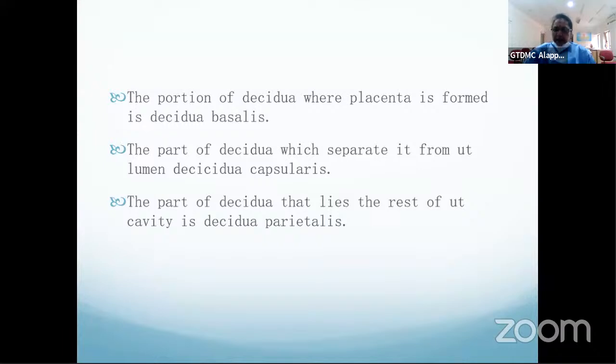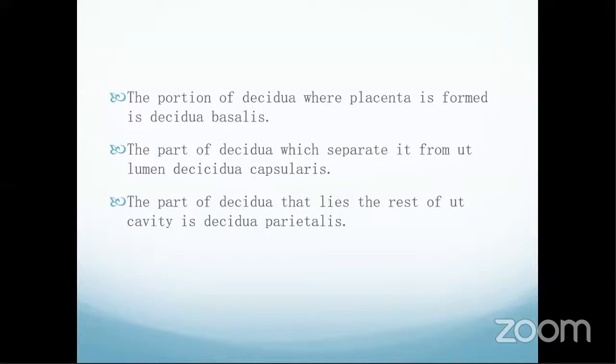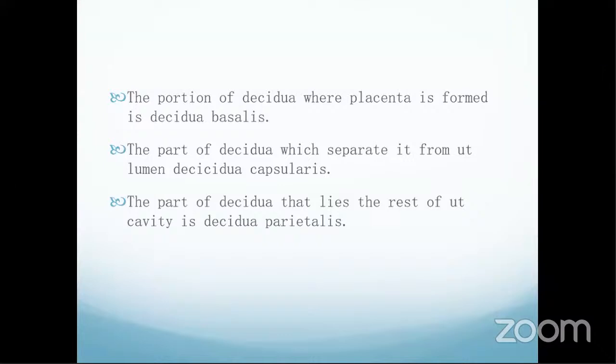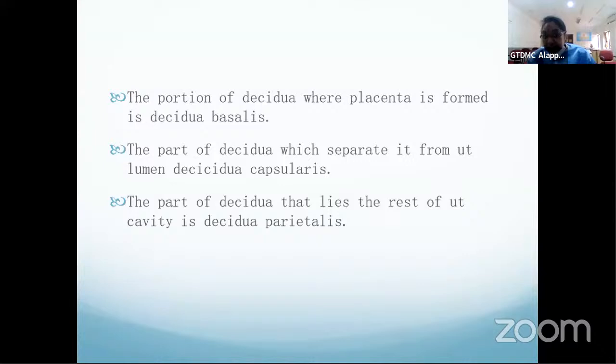Okay. Portion of the decidua where placenta is formed is decidua basalis. You can see that in your figure. That is the placenta. Portion of the decidua where the placenta is formed is decidua basalis. That is the base part of the implantation. Then the part of the decidua which separated from the lumen, that is called the decidua capsularis. And the rest of the decidua, that is the rest of the endometrium, is called the decidua parietalis.